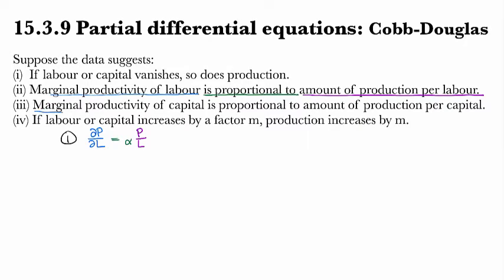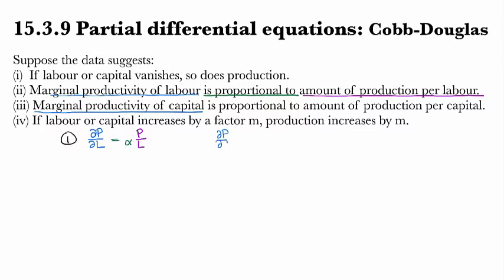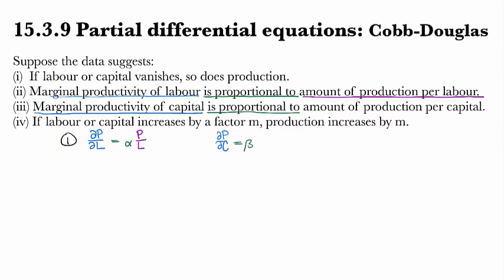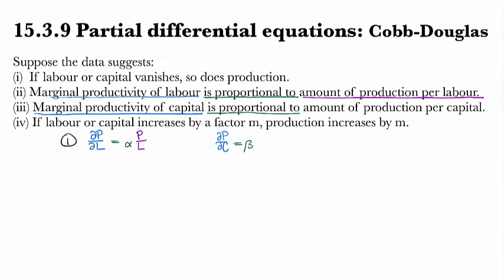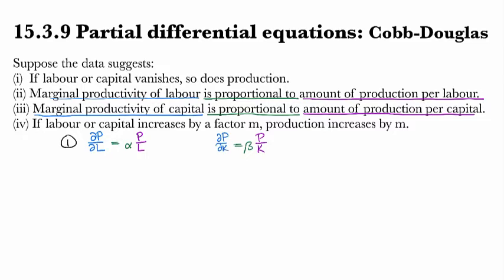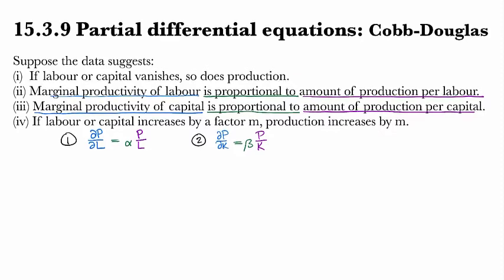And then we go on to number 3, our third point, which says that the marginal productivity of capital, that's the rate at which production increases with a change in capital, again, is proportional to, so we'll take some other symbol for our constant this time because it could be a different constant of proportionality. And then we have the amount of production per capital. And so that's going to be production per, oh, I wrote C for capital. I meant K. Sorry. Let me be consistent there. There we go. Okay, so then that's our second equation, equation number 2.